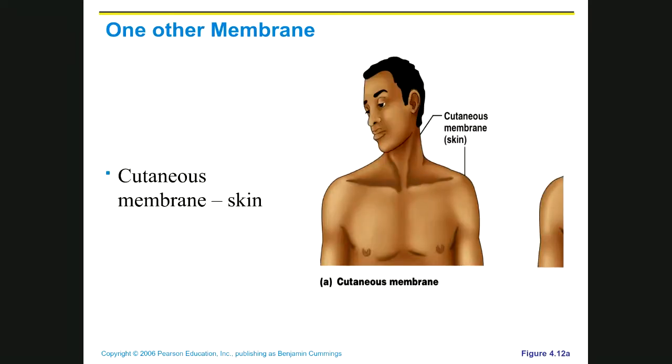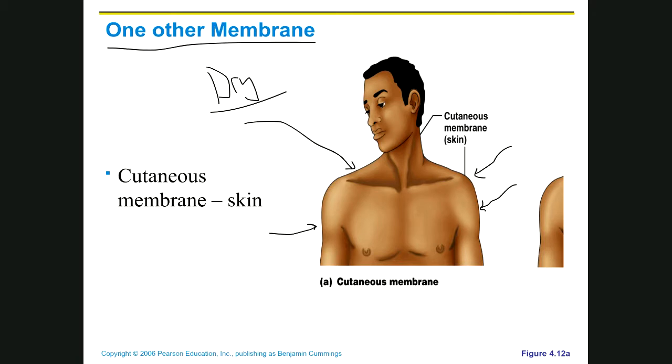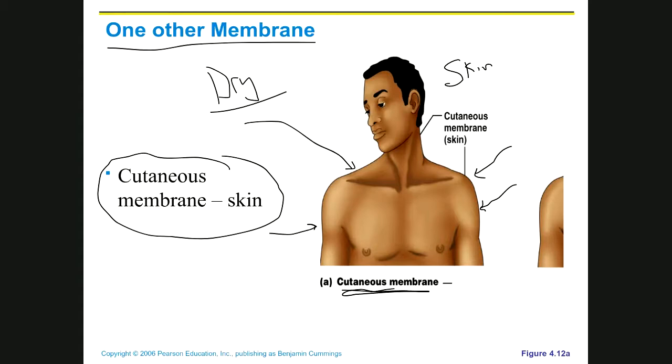And then finally we have one last membrane. And this one's different from all the other membranes because it's dry. This is the only dry membrane in the whole body. But it's the membrane that faces the outside. We mostly call it the skin, but the membrane is technically called the cutaneous membrane. So the cutaneous membrane is the only dry one.